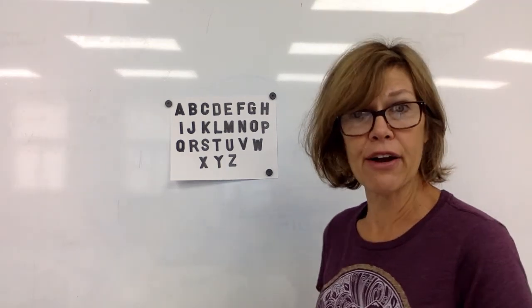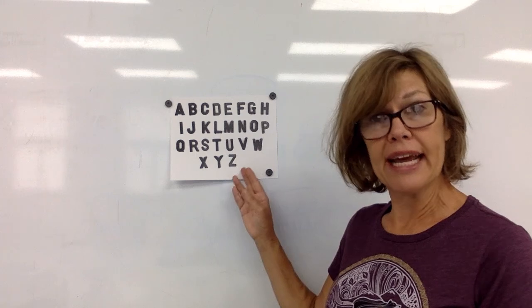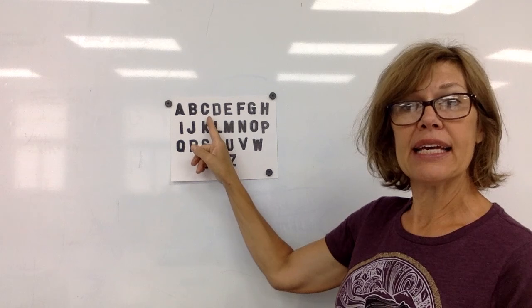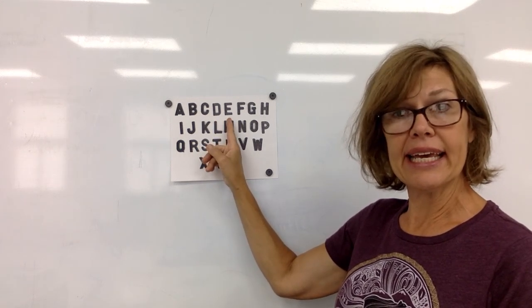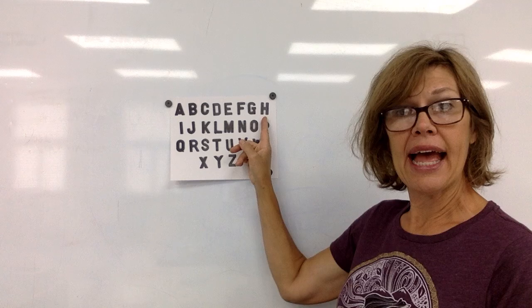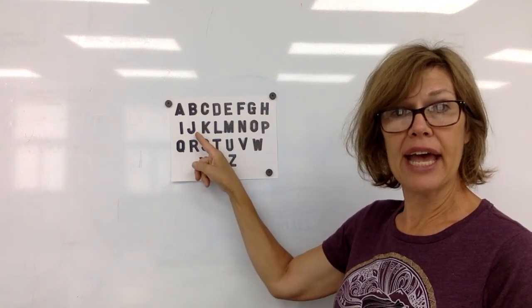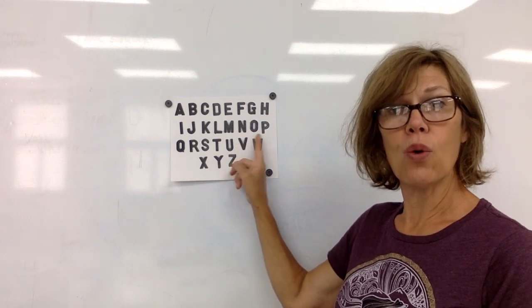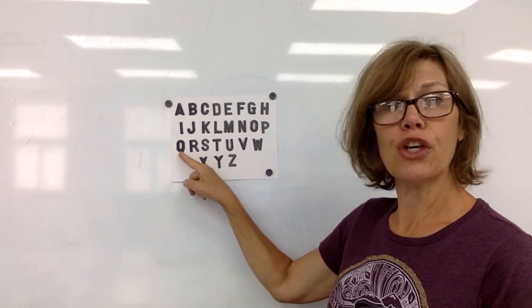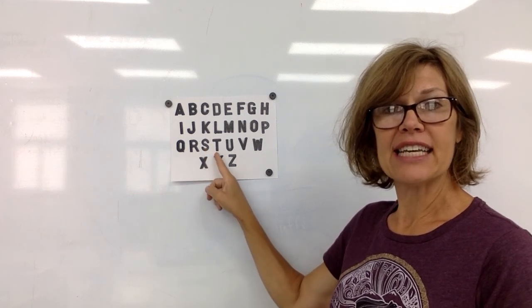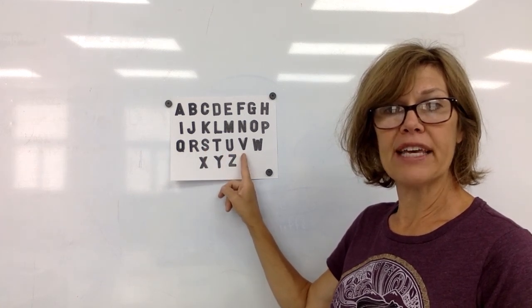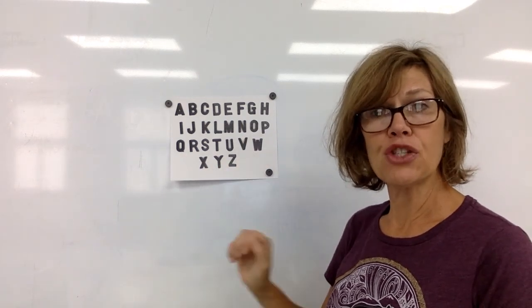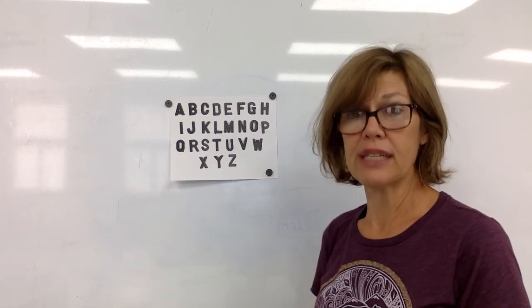Let's start off by saying our ABCs. You can look at your chart that I gave you, or you can look at mine. Are you ready? A, B, C, D, E, F, G, H, I, J, K, L, M, N, O, P, Q, R, S, T, U, V, W, X, Y, Z. Now you can put this chart back in that folder because we won't use it anymore today.